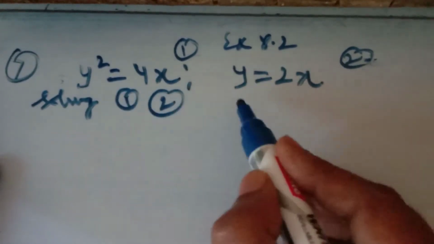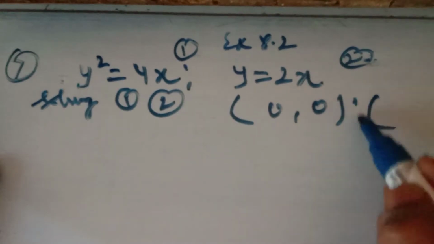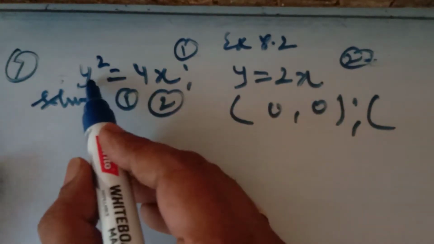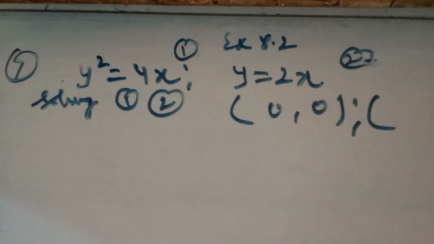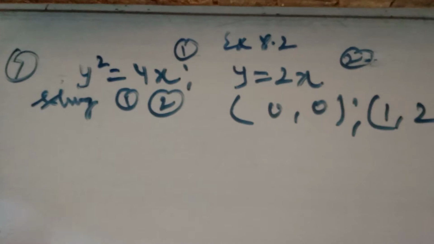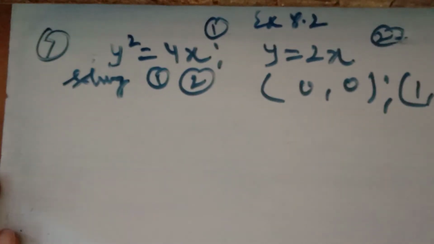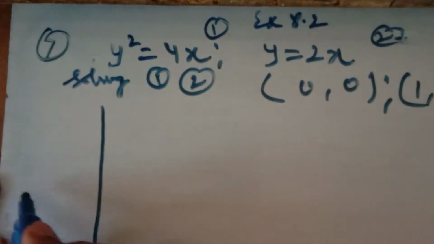You will get the point of intersection as (0, 0), and you simply put the value of y equal to 2x here. You'll get x = 0, and x = 1 and y = 2. So this is the point of intersection of these two curves, (0, 0) and this. Now sketch this graph on the graph paper.